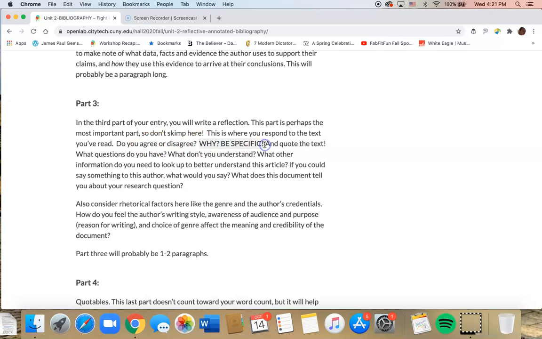Why? Be specific. You can see that I went over the top as per usual. Caps, all caps, exclamation point. That's because it's important. Here is where you'd want to quote the text. The author says XYZ. I agree or I disagree with them because of whatever. This is where you'll use that quote sandwich that I referred to from the reading that you'll be doing. Here you can talk about questions you still have about the text. What don't you understand? What information might you need to understand it better? If you could say something to the author, what would you say? This might be more than one paragraph.